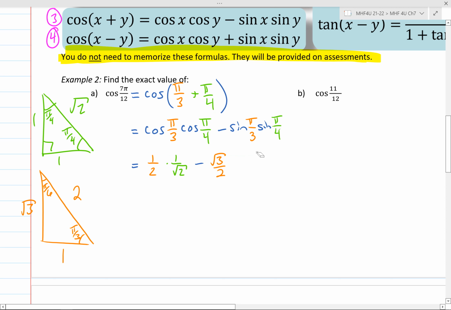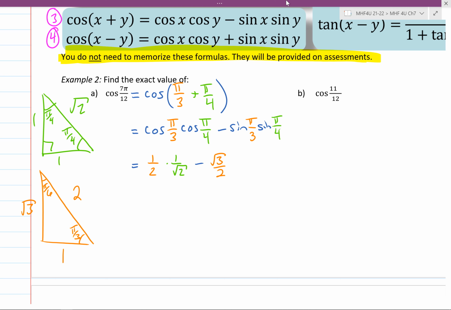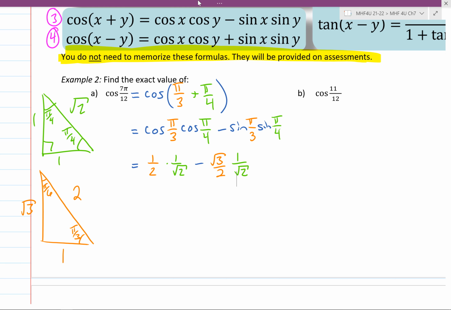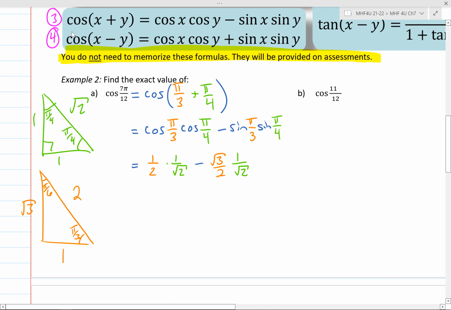You'll notice I'm going super quickly through this right here, and that's because we practiced this. We learned about this in chapter 6. The sine of pi over 4, that's 1 over the square root of 2. Okay, so we're working here. We have 1 over 2 times 1 over the square root of 2.